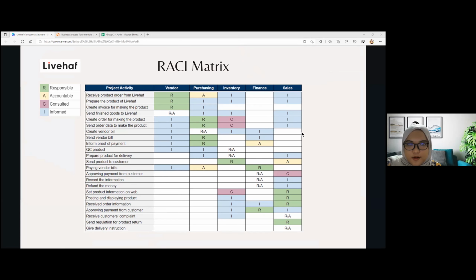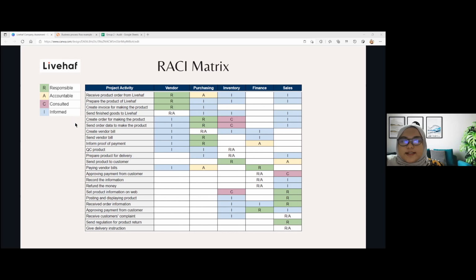Okay, thank you, Orivan. Now I will continue the presentation. This part is about the RACI Matrix. Each letter in RACI has a meaning: R means responsible, A means accountable, C means consult, and I means inform. Now I will explain the RACI Matrix in Livehaf.